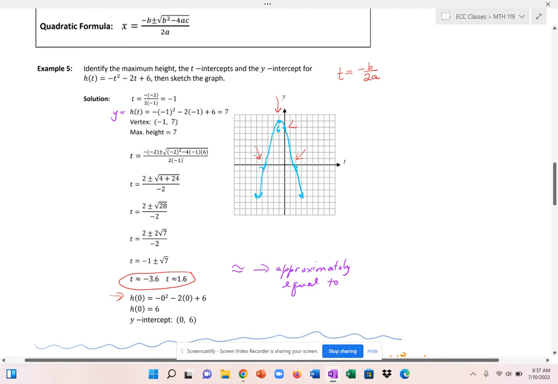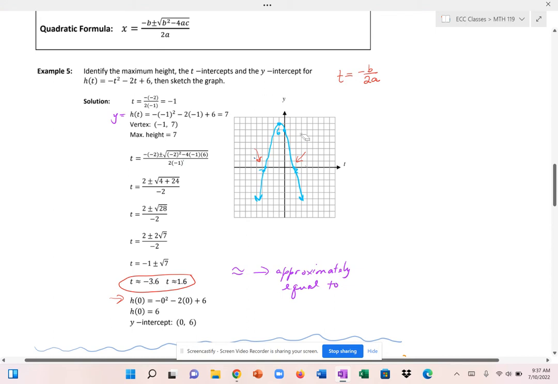Again, if you were asked for domain and range, the domain would be the same as the other ones I did. Your domain here would be all real numbers. And your range, when you read this from bottom to top, starts at negative infinity, and it goes all the way up to your vertex, which ends at 7, your maximum height.